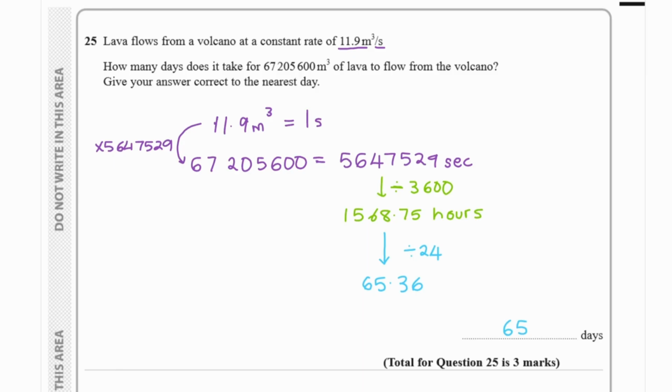This is a 3-mark question, and we would first get 1 mark for finding the correct amount of time it takes in seconds, the 2nd mark for being able to convert this time into hours, and the 3rd mark for being able to convert it into days and correctly rounding it to 65 days.